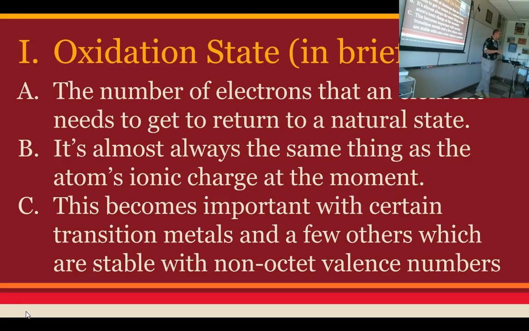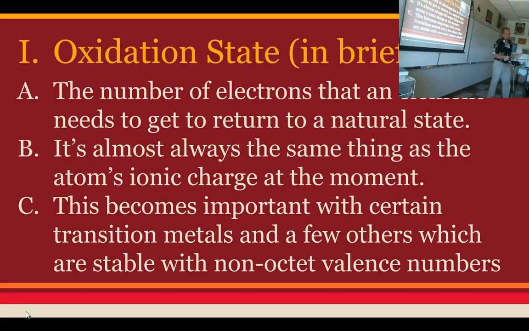But for the majority of the atoms that you're going to be playing with, you can just look at it and say, what kind of ion does this form? What electrons has it gained or lost in this particular situation to make this bond? And that ionic charge is the same thing as the oxidation number. So if it has gained electrons, it needs to lose those electrons to go back to a natural state. So it will have a negative oxidation number. If it has given away electrons, it needs to gain those electrons back to get back to a natural state. So we'll have a positive oxidation number. So the oxidation number and the charge are the same number the majority of the time.